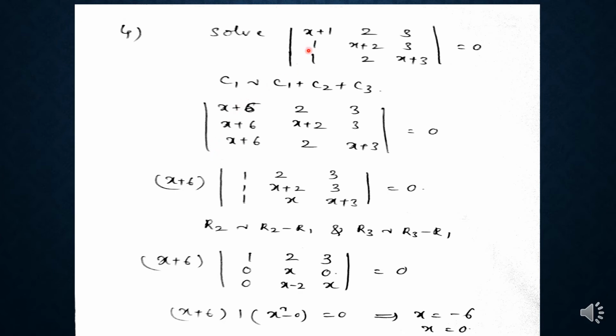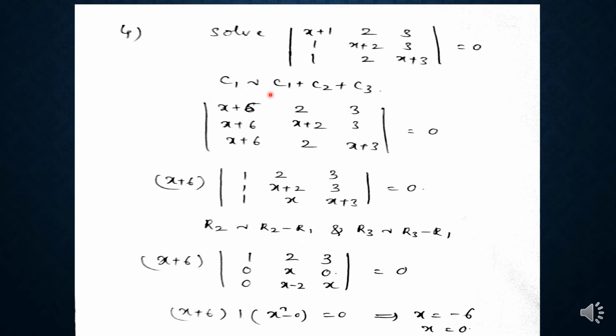So by observing this, you can see x is there. By adding the 3 columns, corresponding elements, we will get x plus 1, 2, 3. By adding we will get 6. Here also we will get 6. Here also we are getting 6. The same elements we will get. So by adding 3 columns C1, C2, C3 and keeping those values in the first column, that means we are changing the first column elements.